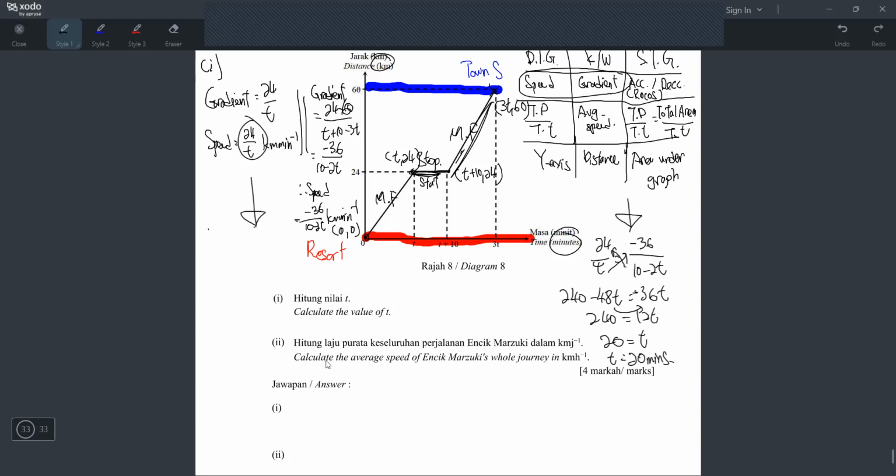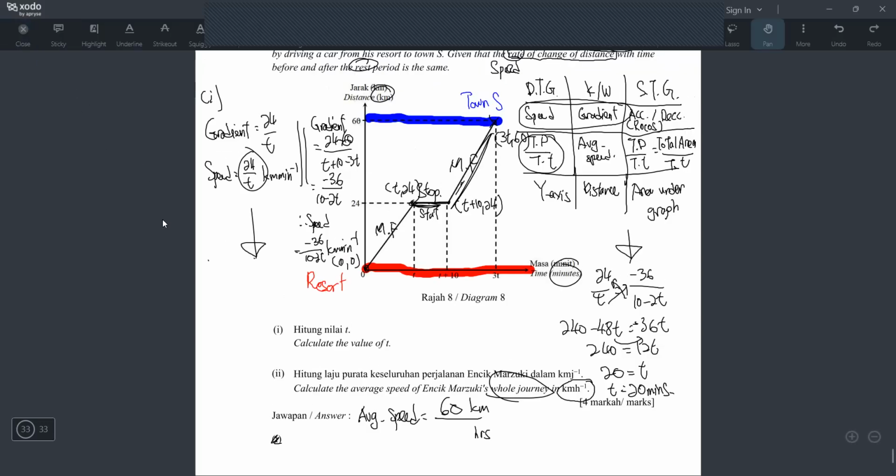Okay, finally, number 2. Calculate the average speed of Encik Marzuki's whole journey. So how to calculate Marzuki's average speed for the whole journey? This time, because it is mentioned that it must be in kilometer per hour, I will use this formula, TD over TT, total distance over total time, but my total distance has to be in kilometers and my total time has to be in hours. Okay, what is the total distance for Marzuki's journey? The total distance will be 60 kilometers.